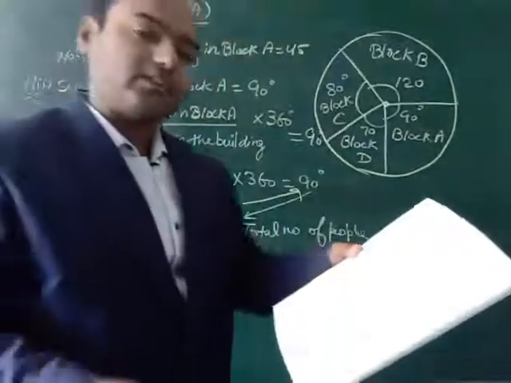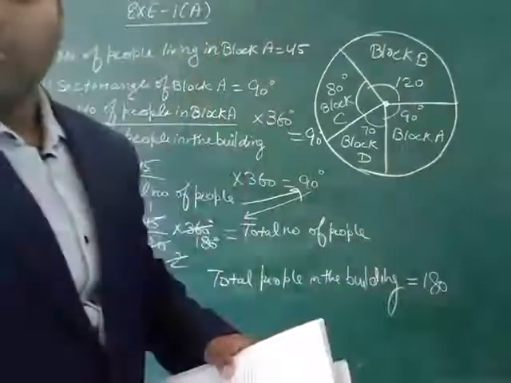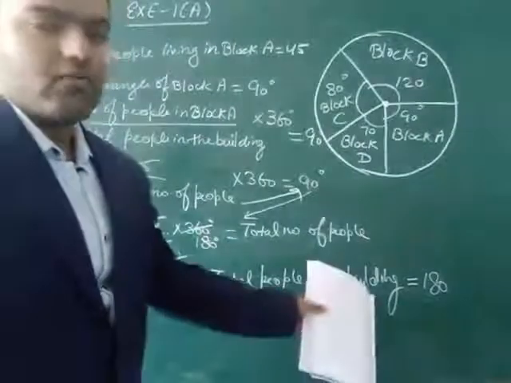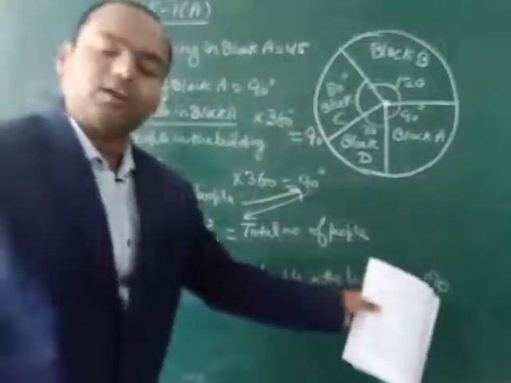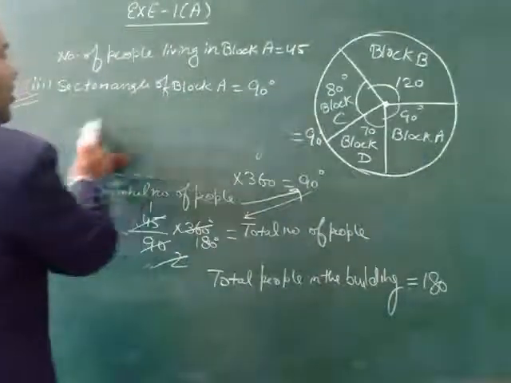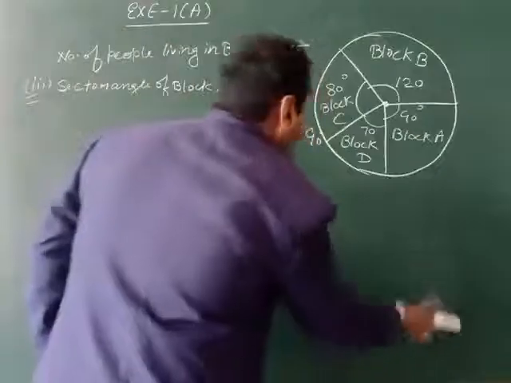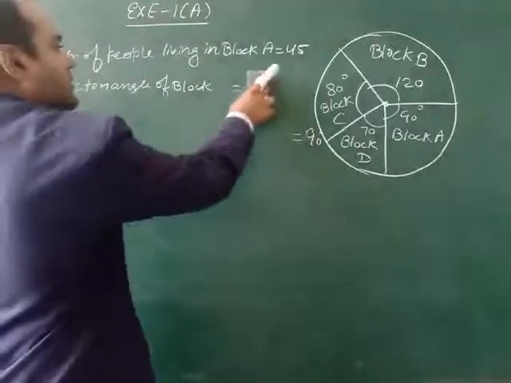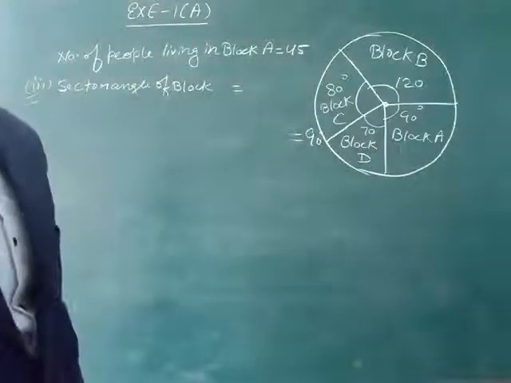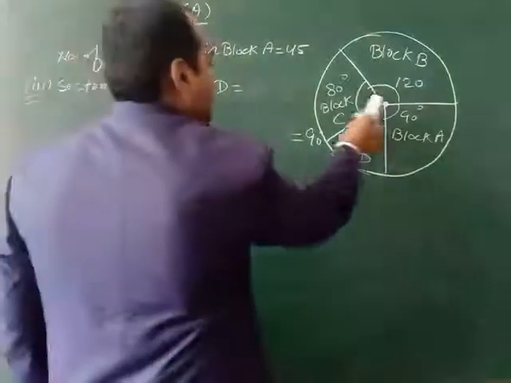Now the first part answer we will find. How many people are living in block D? So total number of persons we now have is 180. We will take the help of this 180. So we have to find how many people are living in block D. For that we will take the help of the sector angle of block D. How much is the sector angle for block D? 70.